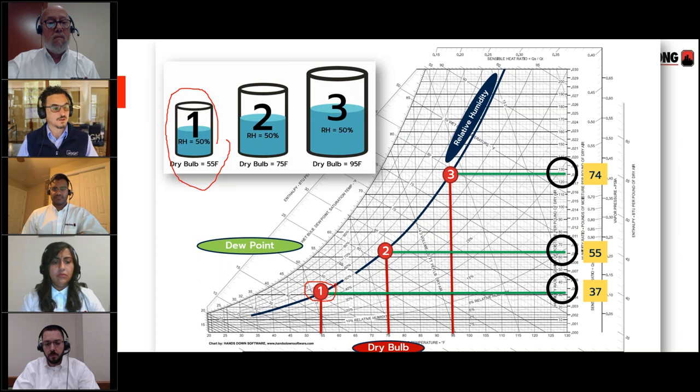So as we pointed out a few times, what do you notice here? You notice that the relative humidity of 50% is shared with all these points, but the amount of moisture in there is vastly different. Like there's way more moisture in this 74 dew point air than there is here. So why is that important?